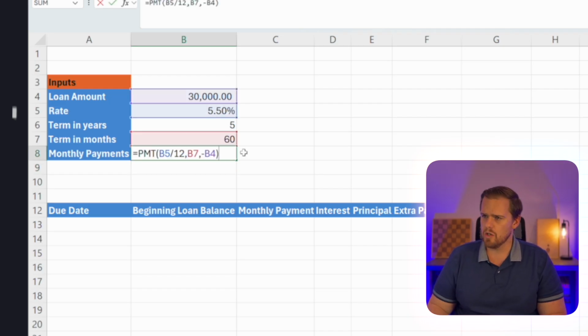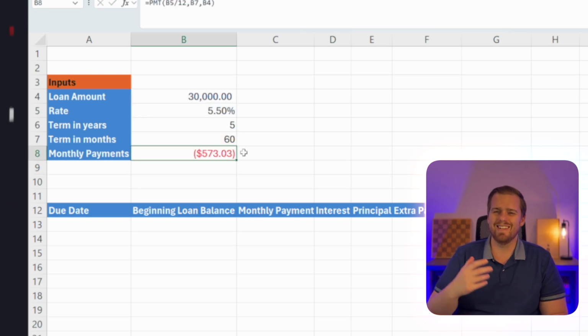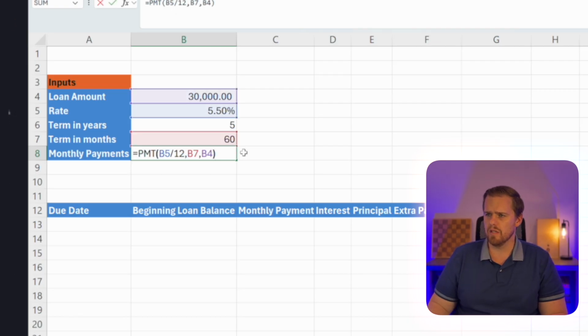$573.03. And I just wanna show you real quick, if I didn't put in that negative, it would show as a negative number, as a payment going out. But for the purpose of our calculations here, we're gonna put a negative right there. And we see that it's a $573 a month payment.